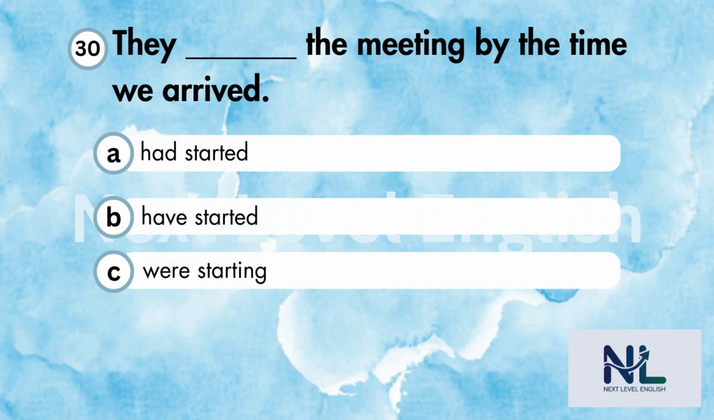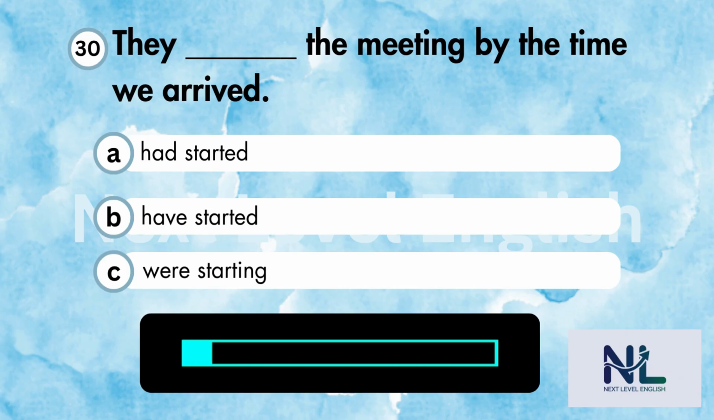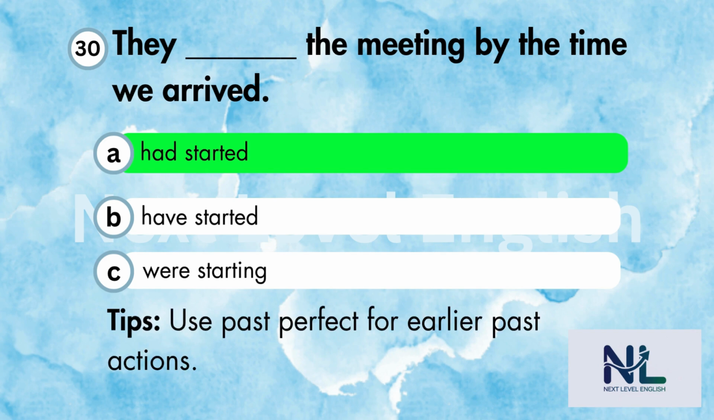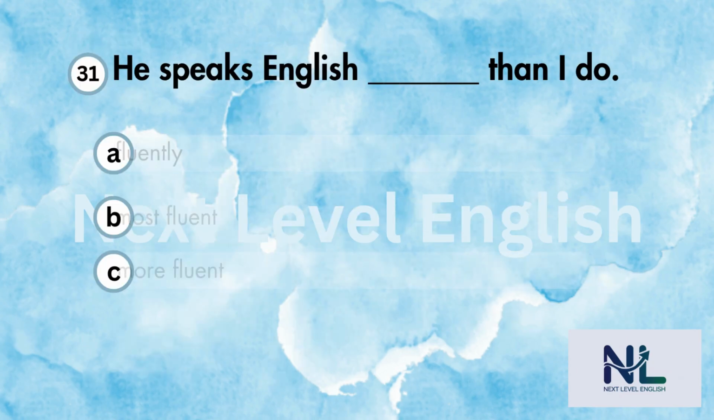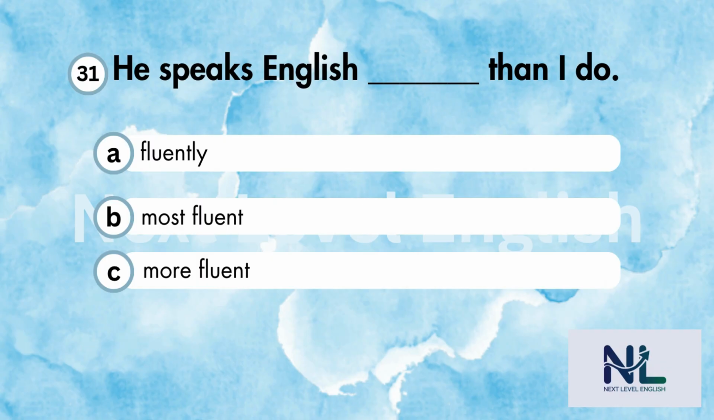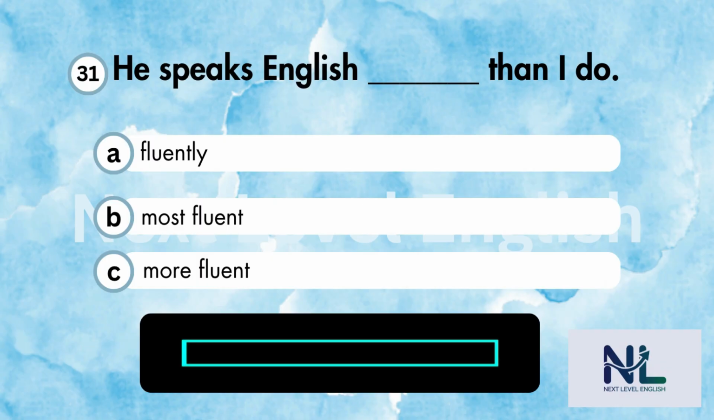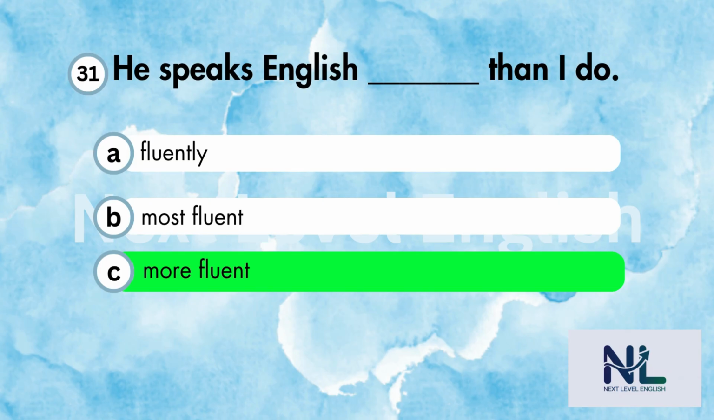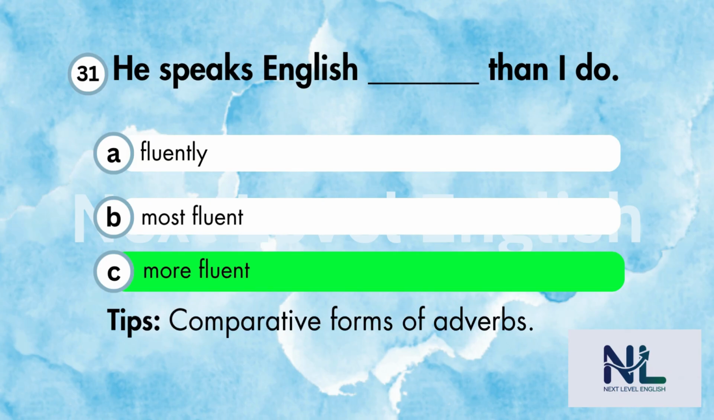30. They had started the meeting by the time we arrived. Had started. Tips: use past perfect for earlier past actions. 31. He speaks English more fluently than I do. More fluent. Tips: comparative forms of adverbs.